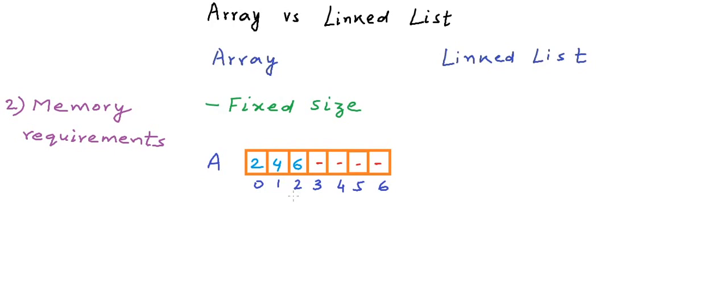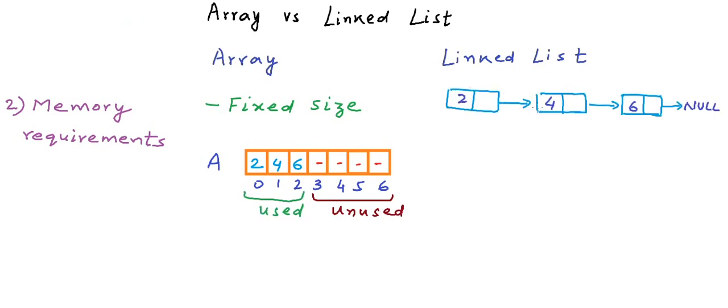For example, we have an array of 7 integers here, and we have only 3 integers in the list. The remaining 4 positions are unused. There would be some garbage value there. With a linked list, let's say we have this linked list of integers. There is no unused memory.